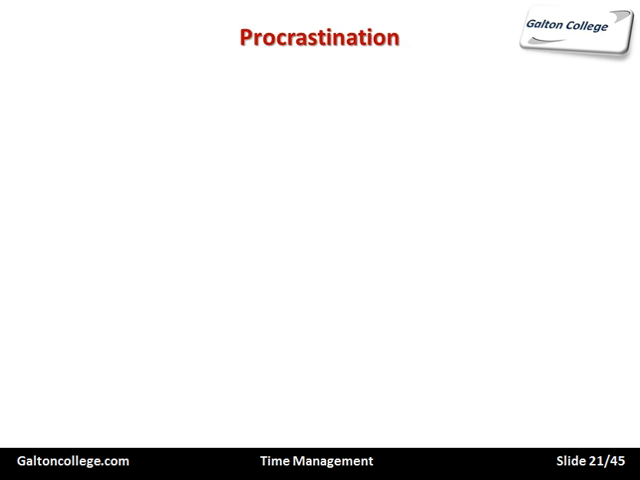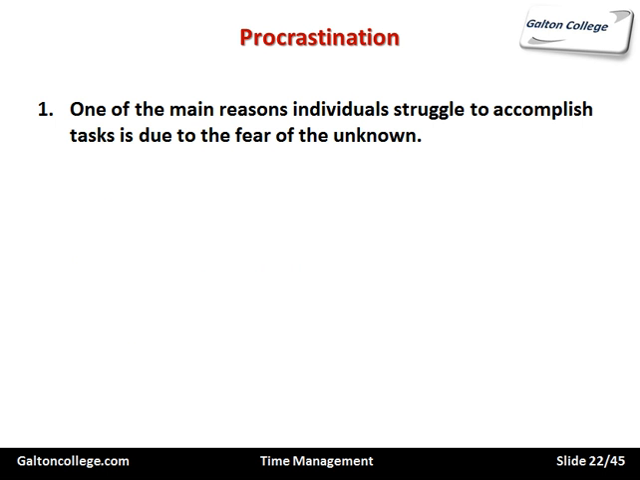Procrastination is the big problem. One of the main reasons individuals struggle to accomplish tasks is due to the fear of the unknown. When we set a task, we're not quite sure what we're going to encounter, what issues we're going to face, what problems we're going to face, and this is when we start to struggle. So it's important to be able to break down the task into smaller subtasks which we know we can achieve. And if we can achieve the subtasks, when we add it all up, we will achieve the main task.